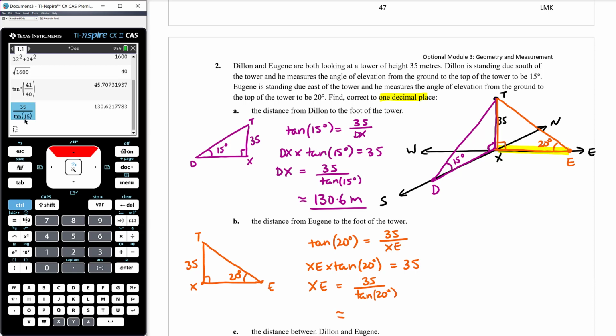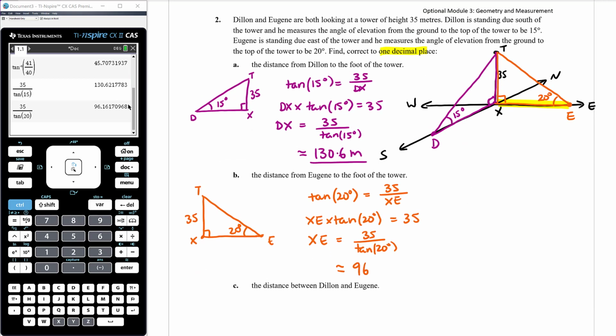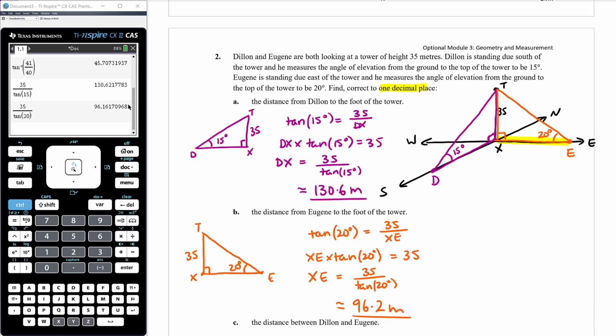Let's just edit this previous calculation, it's just changing the 15 for 20. Control enter, to one decimal place, that is 96.2 meters. Okay, and then finally in part C, we want the distance between Dylan and Eugene. So we want this distance flat on the ground.